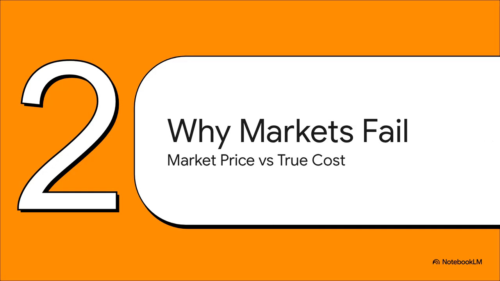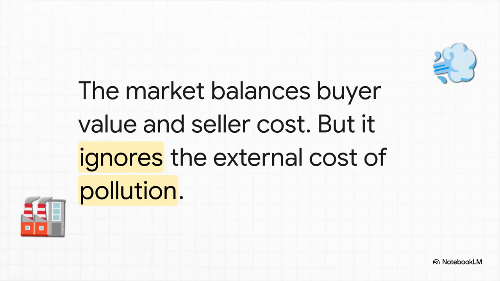Okay, so we've got these side effects, these externalities. But why is that such a big deal for the economy? Well, that brings us right to our next section, why markets fail. And it all comes down to one simple idea. The price you see often isn't the true cost. Let's take a look at a classic example to see how this works, a paper factory. Now, in a normal market, the factory figures out its costs. We call this the private cost, and buyers decide what the paper is worth to them, the private value. The market settles on a price and quantity where supply meets demand. Simple enough, right?